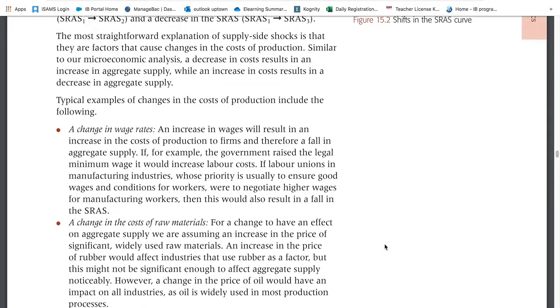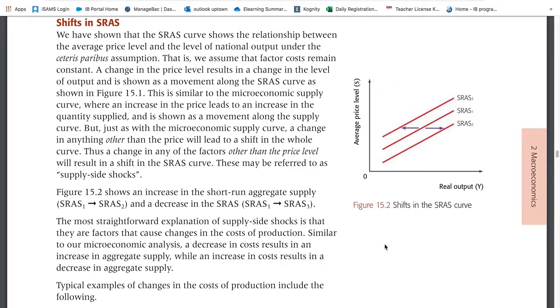Whenever there's a shift that hurts the supply, it's going to end up in a shift to the left, because once again, your overall quantity is going to decrease at the same price level. Anything that improves the costs of supply, which means the costs become lower, is going to create a shift to the right. So in the example I just gave, where minimum wage is increased, you're going to go from SRAS 1 to SRAS 3 as a result of an increase in cost for suppliers.